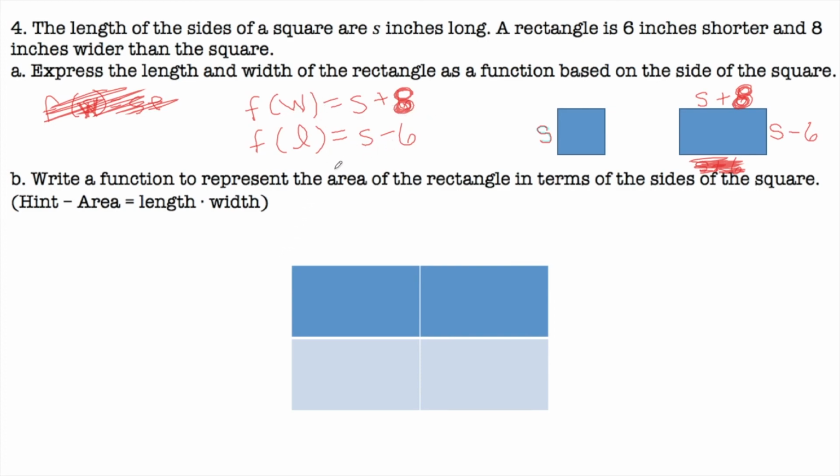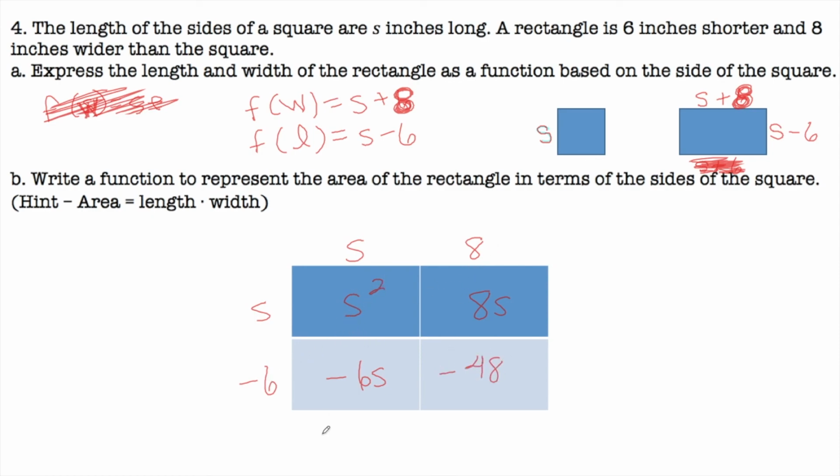Sorry about that. All right, so down here it says write the function to represent the area of the rectangle in terms of the sides of the square. Hint, area equals length times width. So we're going to take our width and multiply it by our length. So s times s is s squared. S times 8 is 8s. Negative 6 times s is negative 6s. And negative 6 times 8 is negative 48.